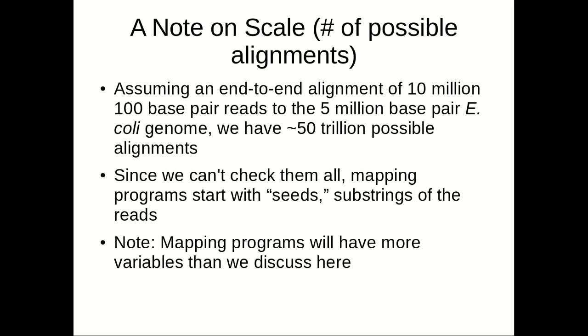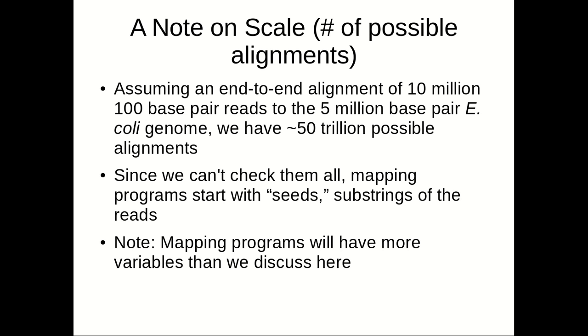You can imagine if you allow soft clipping, gaps, or any of these kinds of things, then that just blows up even more quickly. You add more reads, you have a larger genome, it all just blows up exponentially beyond here. So it's impossible for us to actually check every single possible alignment.